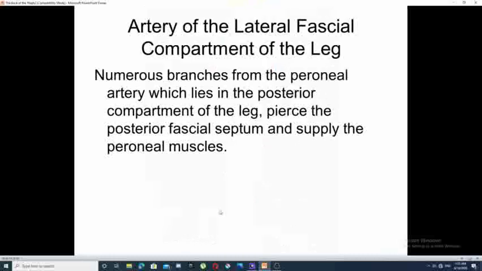Artery of the lateral fascial compartment of the leg. Numerous branches come to the lateral fascial compartment of the leg from the peroneal artery, which lies in the posterior compartment of the leg, and it pierces the posterior fascial septum and supplies the peroneal muscles.